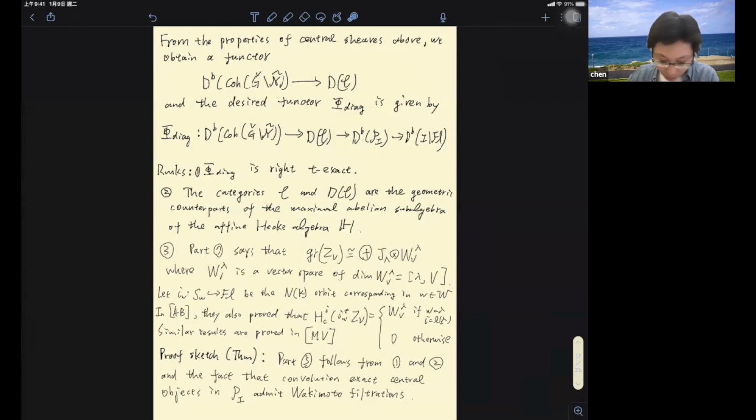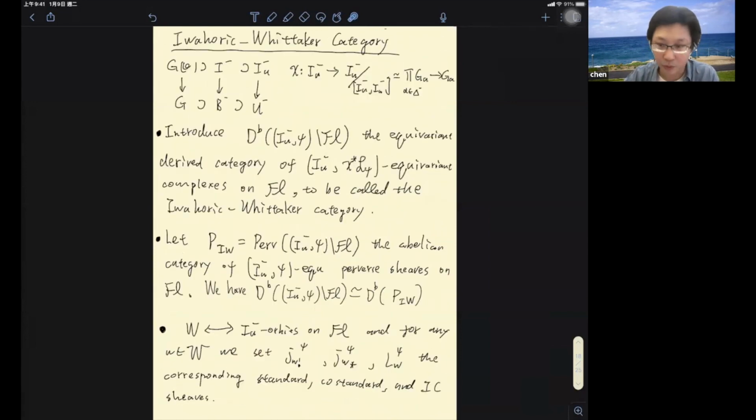Okay, and so now we have this functor. And now our goal is to show that the composition of this functor with the Whittaker averaging functor to the Iwahori-Whittaker category is an equivalence. And now let me first recall some basic facts about the Iwahori-Whittaker category.